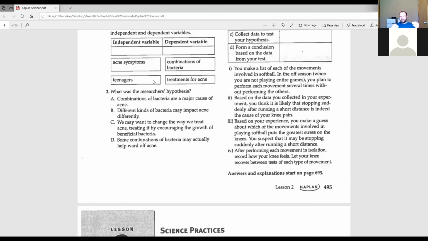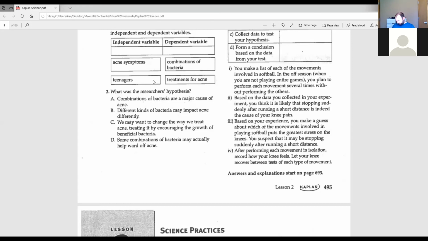B says different kinds of bacteria may impact acne differently. And D says some combination of bacteria may actually help ward off acne. This is a tough one in my eyes. They both seem pretty good, but again, which one best answers the question? You might think one versus the other is better, but you're trying to figure out which one the test thinks is the best, right? Because your personal best answer is unfortunately not important in this situation, right?